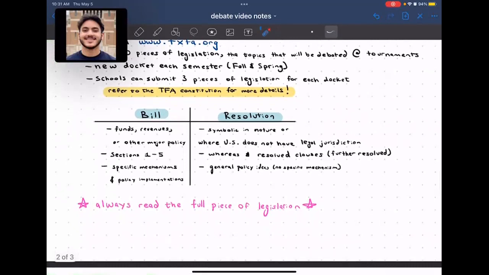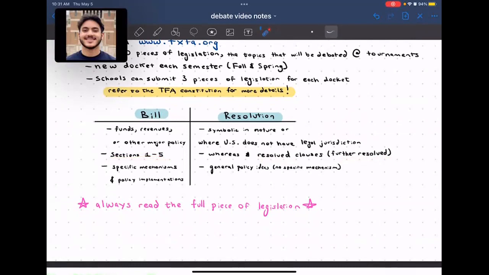Another key difference is that bills will have different sections, so sections 1 through 5, whereas a resolution will have whereas and resolve clauses. And if they're really complex, then they'll have further resolve clauses. So when you're looking at a resolution, you have to look at the resolved and further resolved clauses. That's where the actual action of that piece of legislation comes into play. Whereas for a bill, all of the sections are pretty relevant.